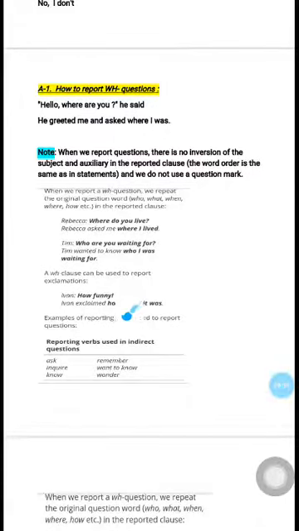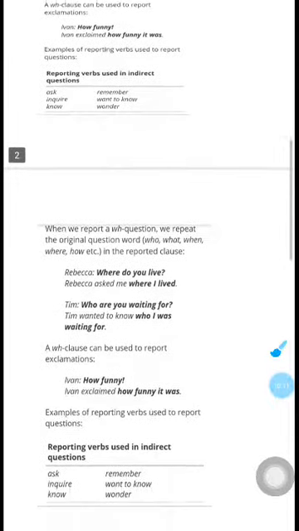Okay, examples of reporting verbs used to report questions. Reporting verbs used in indirect questions: we have ask, inquire, know, remember, want to know, wonder. Those are just some of the reporting verbs that are used when we are reporting a WH question. Okay, so let's move on.